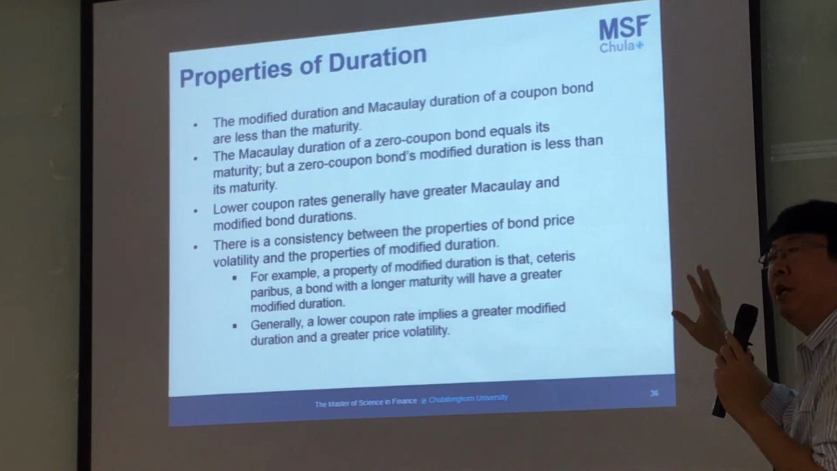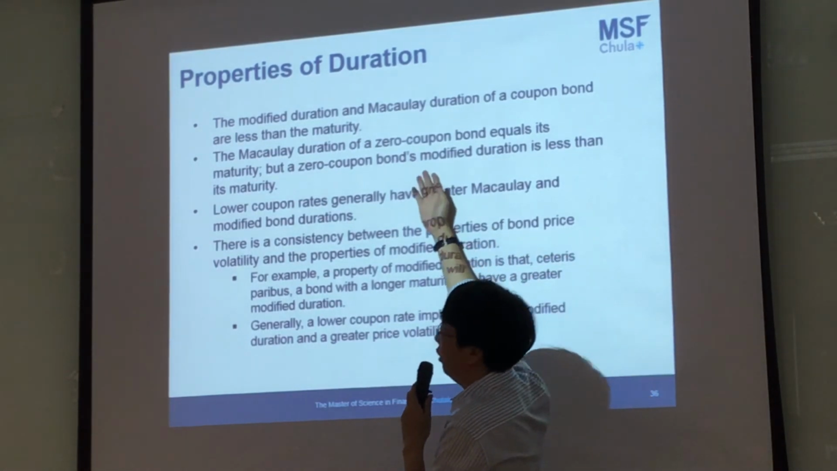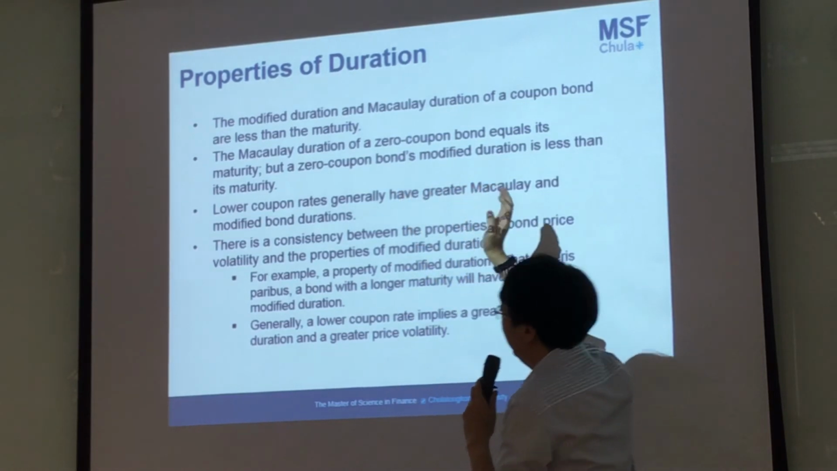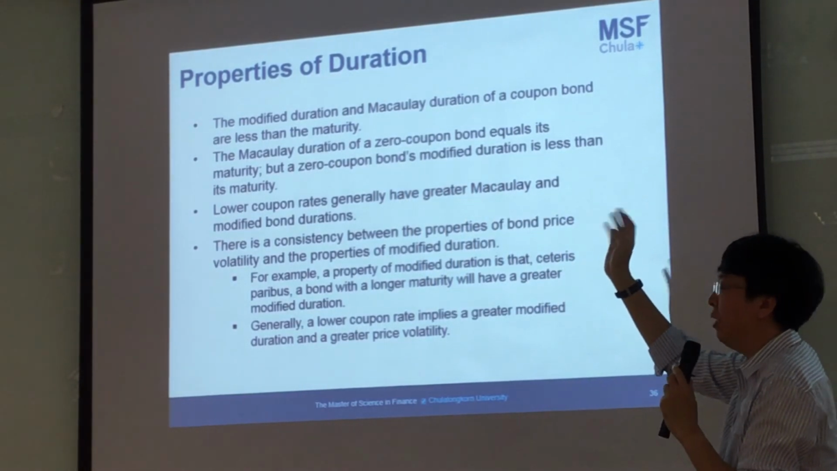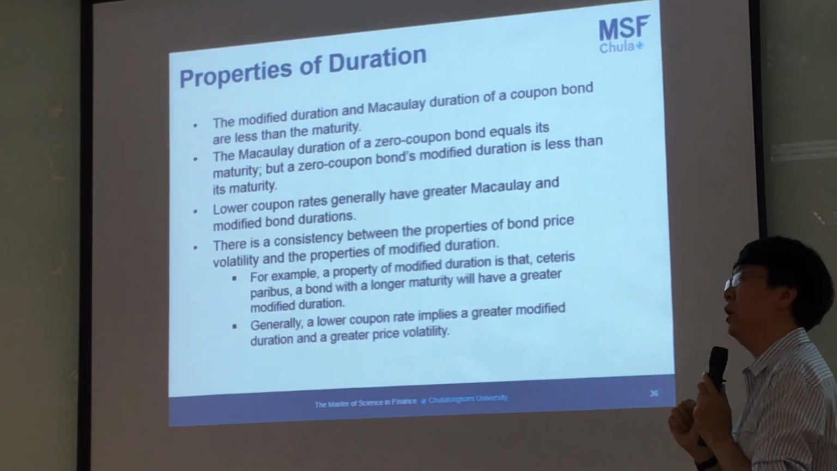The properties of the duration. As I mentioned a little bit, the Macaulay duration represents the time. So for the modified and Macaulay duration, the value will be lower than the time to maturity. Only one special case: the Macaulay duration of the zero coupon bond will be equal to the time to maturity.